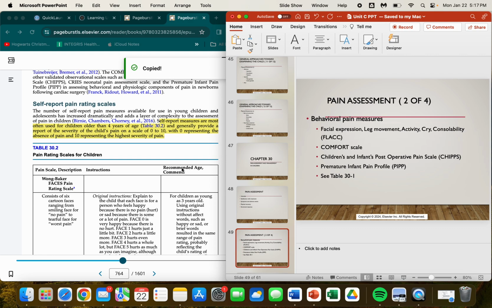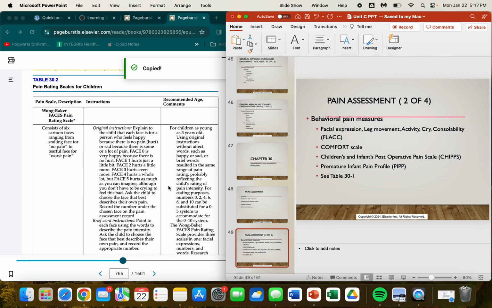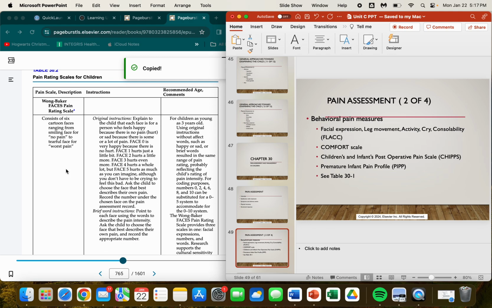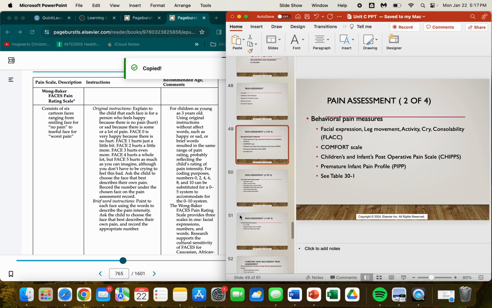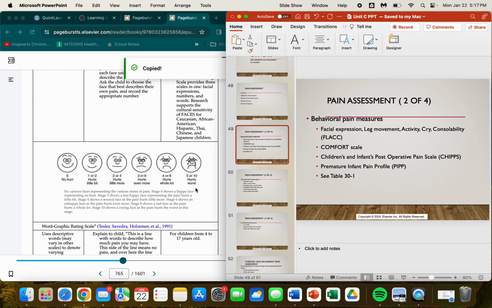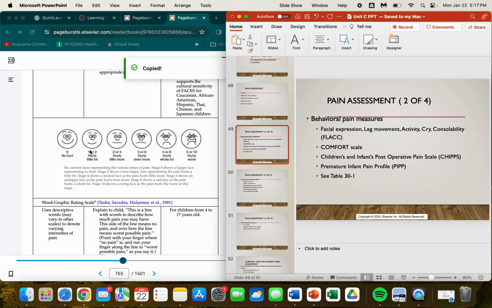And then self-reported measures usually happen in kids older than 4. So kids older than 4 might be able to tell you, on a 0 to 10, how bad their pain is. And then we can also use Wong-Baker faces. We are all pretty familiar with that, but that would tell you exactly what that looks like. Are they frowning? Are they smiling? Are they happy? Are they crying? Are they wincing? Those are all different gauges of their pain.